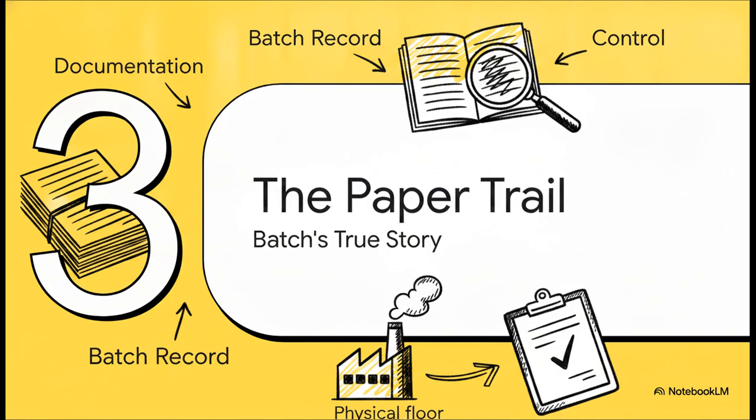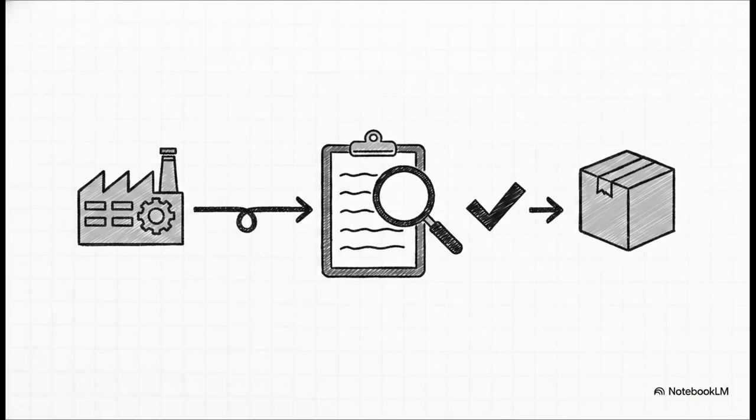Section 3. The Paper Trail. Telling the batch's true story. Leaving the physical floor, let's talk about the paper trail. Because your batch record, that's the only accepted proof that your process was actually in control. A compliant batch record tells a complete, contemporaneous story.